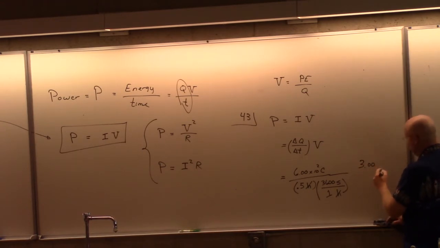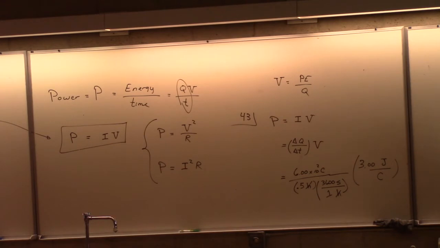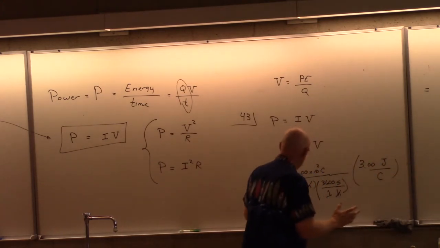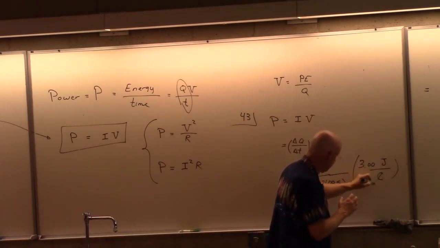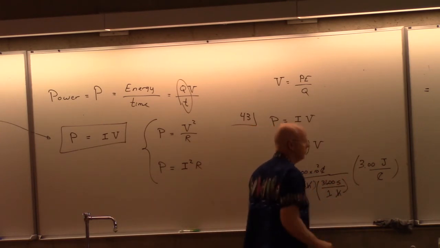And if you'll let me remind you from last chapter, a volt is a joule per coulomb. And so that makes the units perfect here, because coulombs would cancel with coulombs. And I'm going to get joule per second.